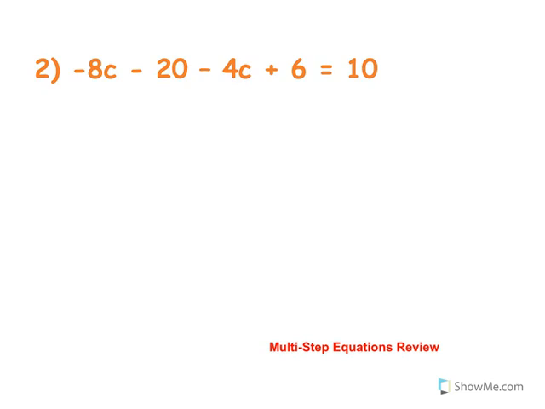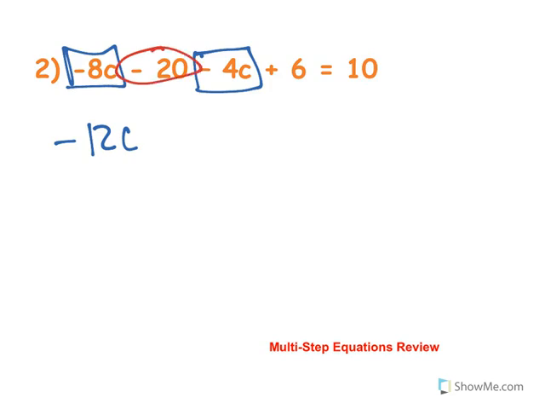All right, for the second one, this is a like terms equation. So I'm going to group my like terms with their signs, of course. So -8c plus -4c is going to give me -12c. I'm going to circle my constants with their signs. -20 plus +6 is -14. And I'm going to bring down my equals 10 as is.